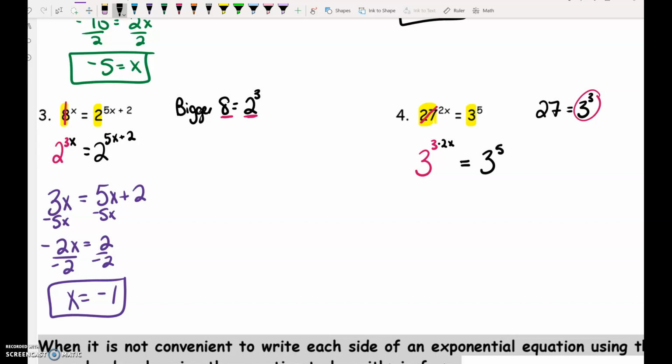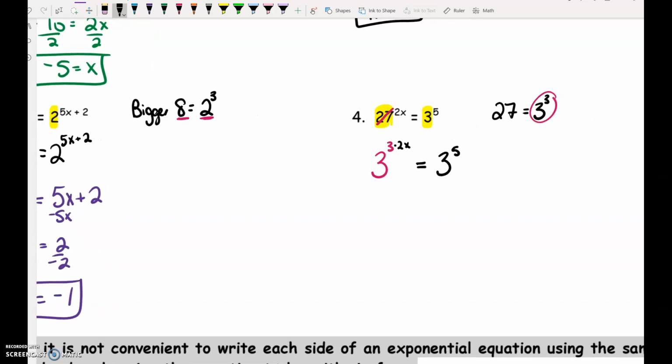Now the one thing that you need to remember, because you might not see these very often, is say that this exponent had been like 2x plus 3. So if it had been 27 raised to the 2x plus 3 equals 3 to the 5th, then when you change that 27 into 3 to the third, you would need to put that 2x plus 3 in parentheses. So you're multiplying your new part of the exponent with the old part of the exponent, and that may involve using parentheses.